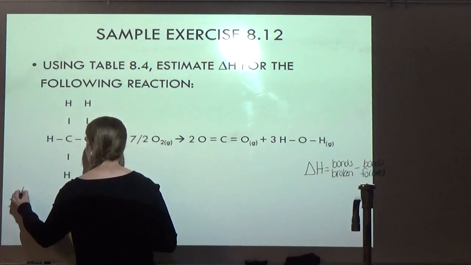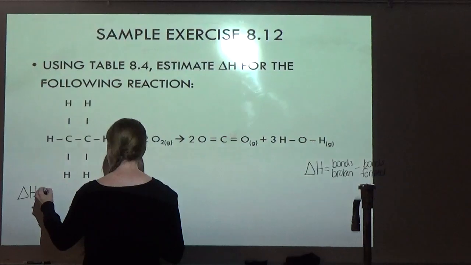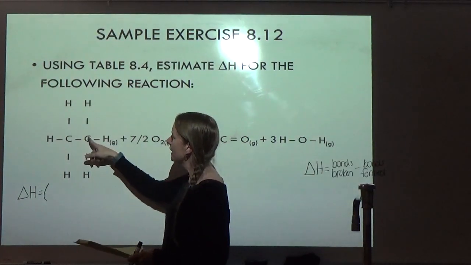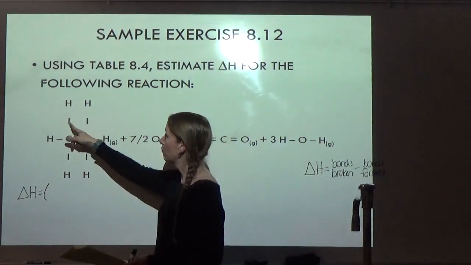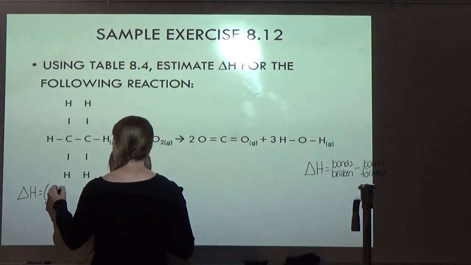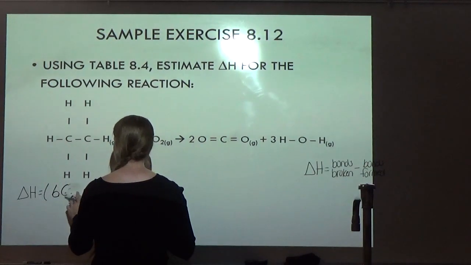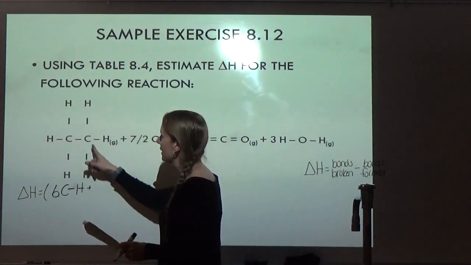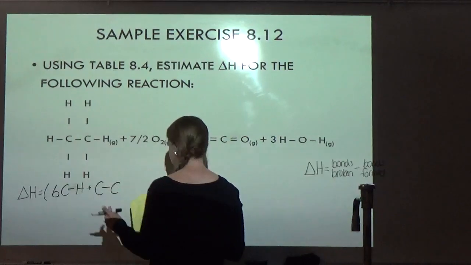Okay, so I do my delta H, and let's see what is broken. I look over here and I see that we have some CH bonds, but we have more than one, so I have to keep that in mind. I have 1, 2, 3, 4, 5, 6 CH bonds. So I'm going to do 6 CH. That's going to be broken. I have a CC bond, a single bond. So a CC single bond.